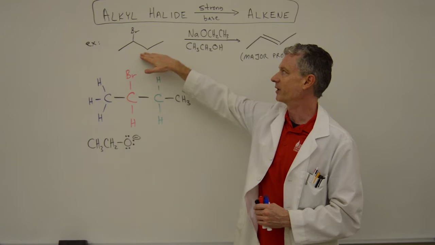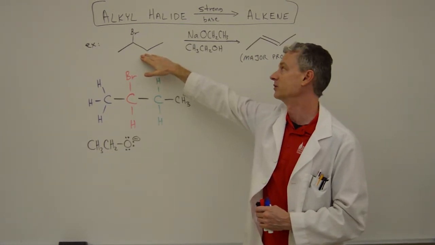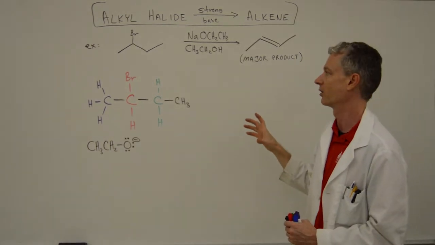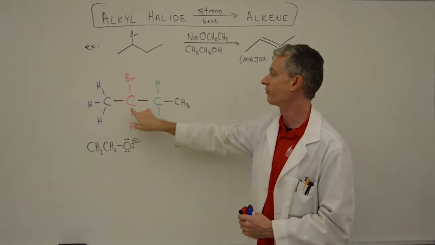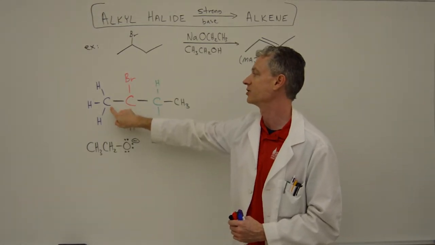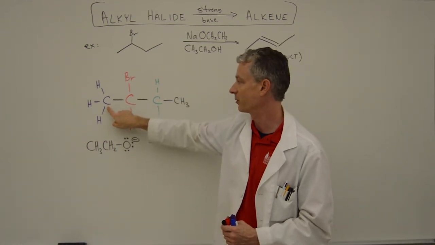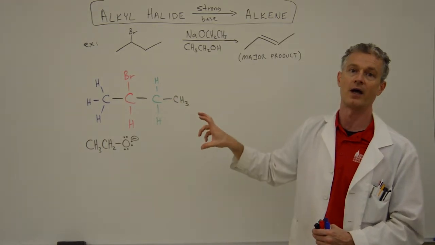Looking at the example at hand, we have an alkyl halide, 2-bromobutane. In this elimination reaction, we are going to eliminate the bromine as a leaving group, and from a carbon that is adjacent to the bromine, which means we're choosing between the purple carbon here and the green carbon here, we're going to take away a hydrogen.